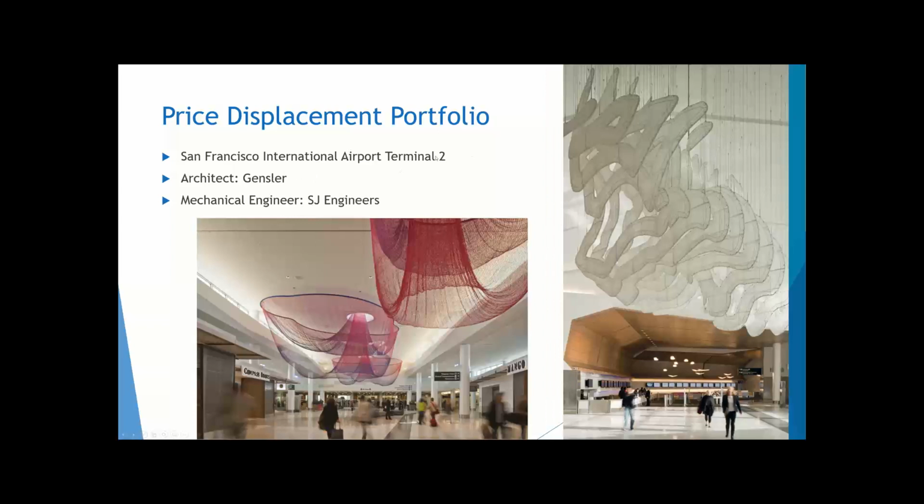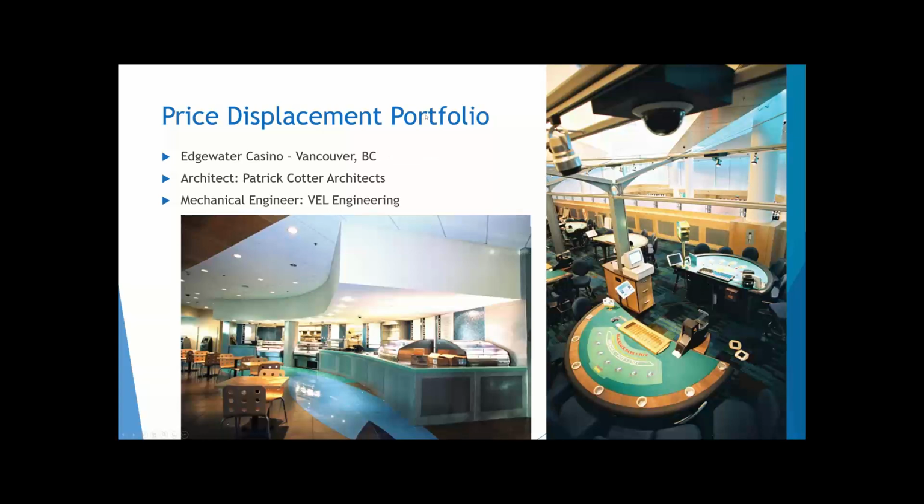Another really big high space: here's the San Francisco International Airport, Terminal 2. Another really good example of a high bay displacement application. And finally, here's another good example. This is a casino. The rest of this casino is underfloor, but anywhere they could, they would do displacement diffusing, displacement ventilation along the walls. So you can have combinations like that, and along the bar here too.